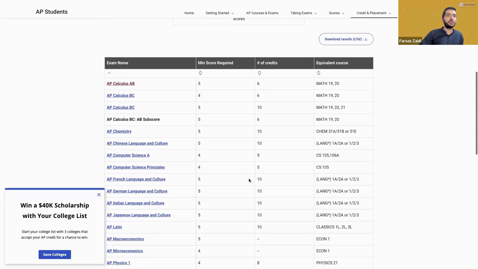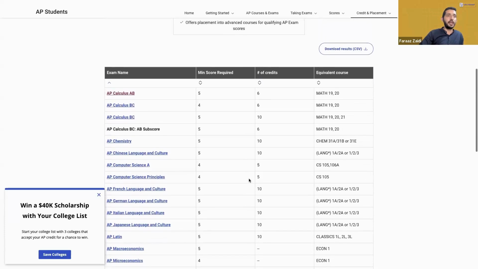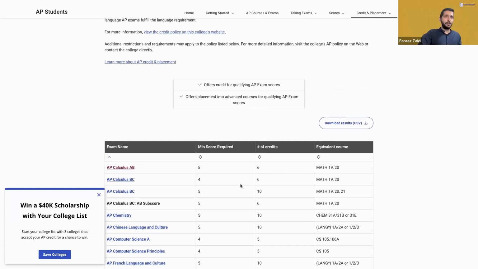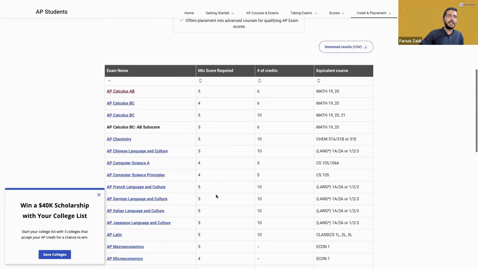And likewise for Stanford, you could also see all of the other APs, the minimum score that you require in each AP, and the number of credits that score would earn you. If you could just give me a second, and have a look at the screen and all of those various APs and the scores that you could get.